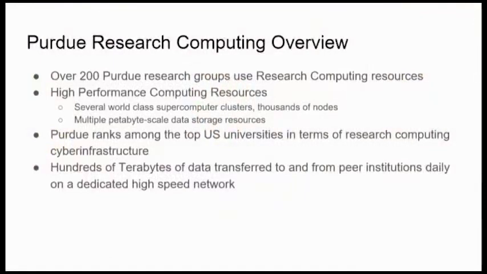Purdue ranks among the top US universities in terms of research computing cyber infrastructure. Most of it comes from our research infrastructure. We transfer hundreds of terabytes of data, both to and from peer institutions daily. And this entire process is done over our dedicated high-speed network, which follows a science DMZ model.